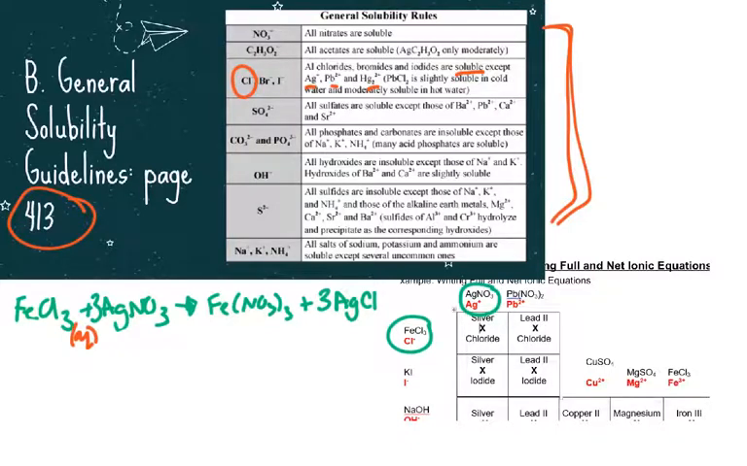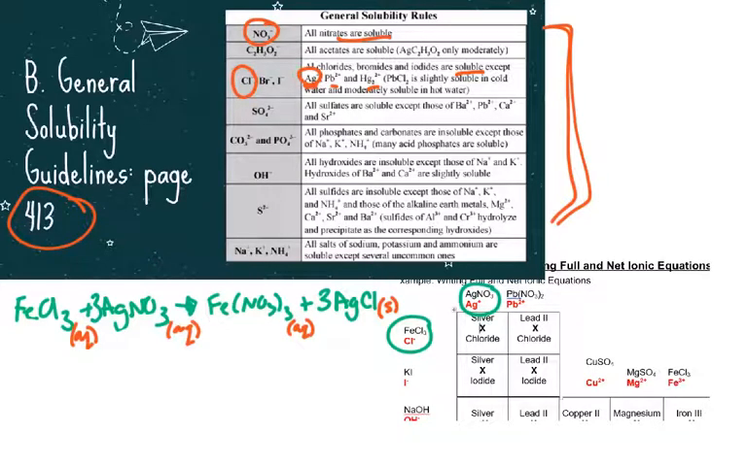I also have chlorine down here in my products, and I see that it's bonded with silver, which means that it's insoluble. So I'm going to write a solid. It's going to precipitate out of the solution, making it a solid. I'm also going to look up AgNO3. So I don't have silver anywhere, but I do have nitrate. It's my very first one here, and it says that they're all soluble. So anything with nitrate is soluble. So I'm going to write AQ on those.